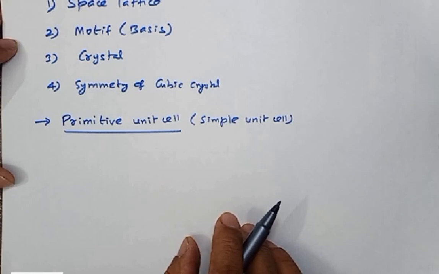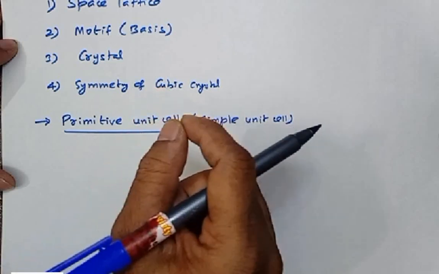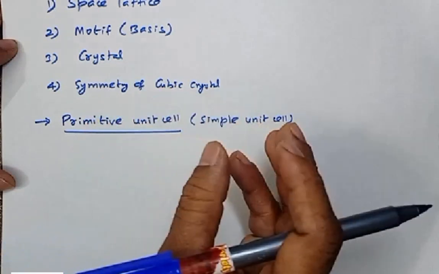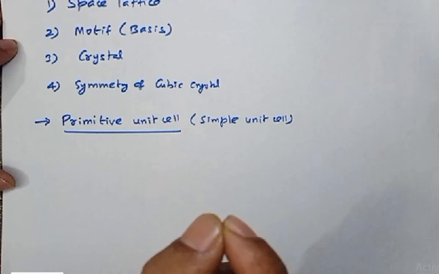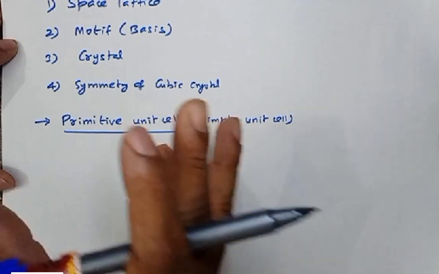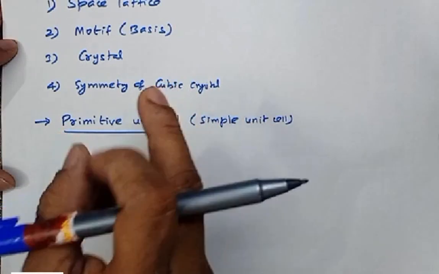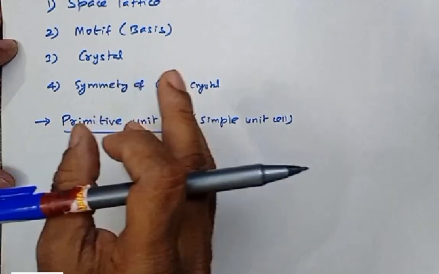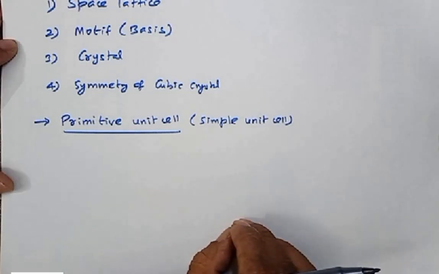Okay, I have told you, if you break a crystal into small pieces, you will get smallest pieces, right? You will get many smallest pieces. You take one smallest piece and prepare similar smallest piece in many number, then join them. If you join them, if it is possible to get the original crystal again, then that smallest portion is what we call as a unit cell.